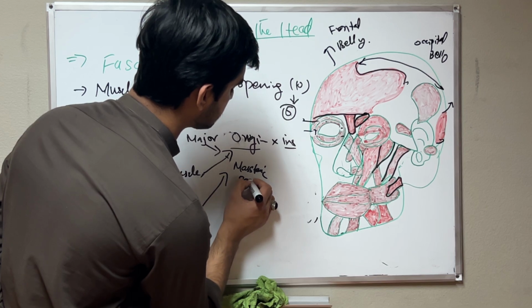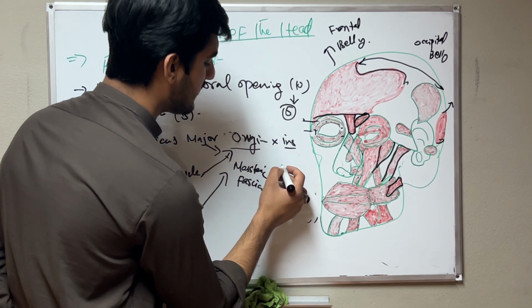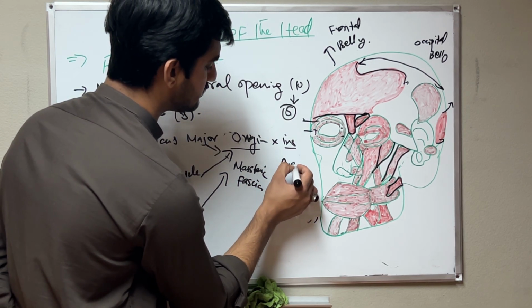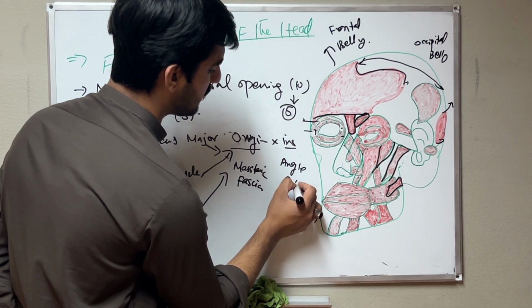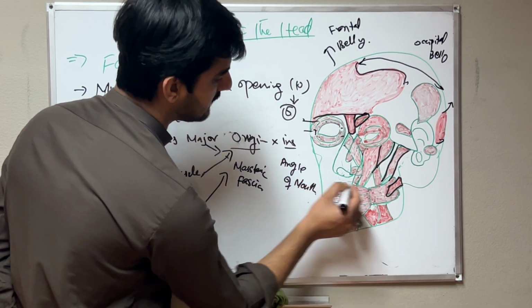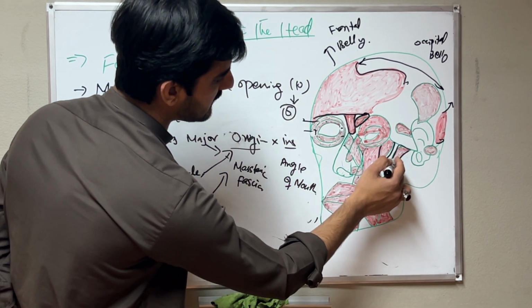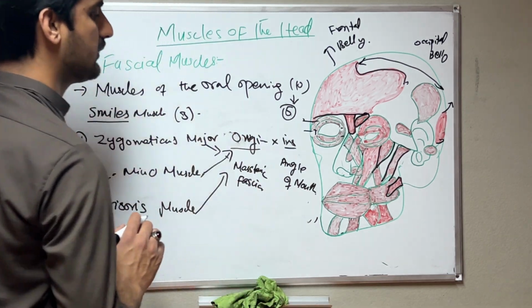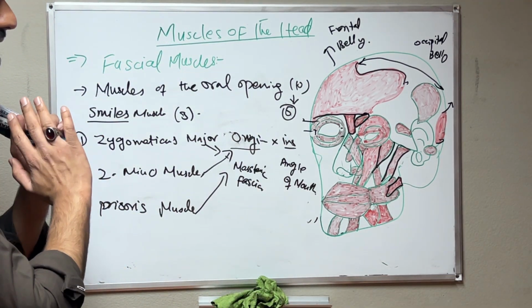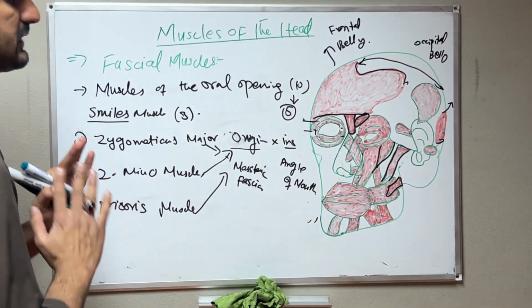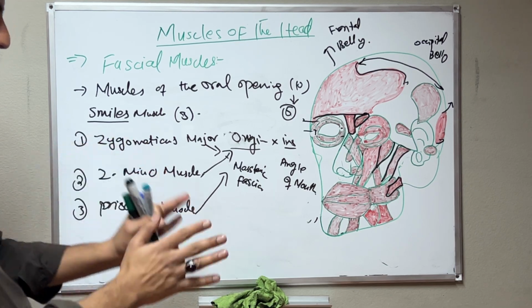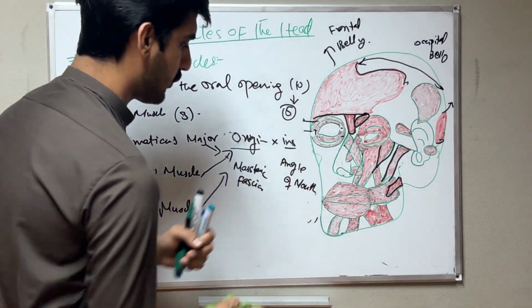fascia, and it is inserted here, the angle of the mouth. These are the risorius muscle, this is the zygomatic major muscle, and this is the zygomatic minor muscle. Now, these are the smile muscles, whose origination and insertion we will discuss. This is finished, the muscles around the oral opening.